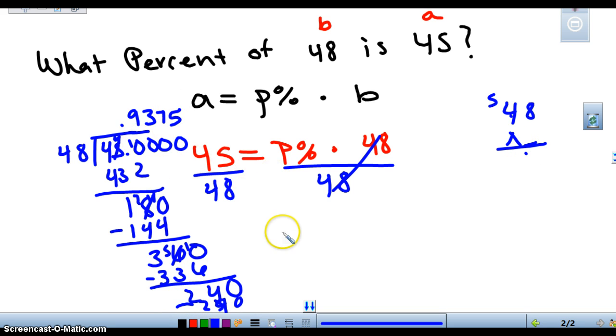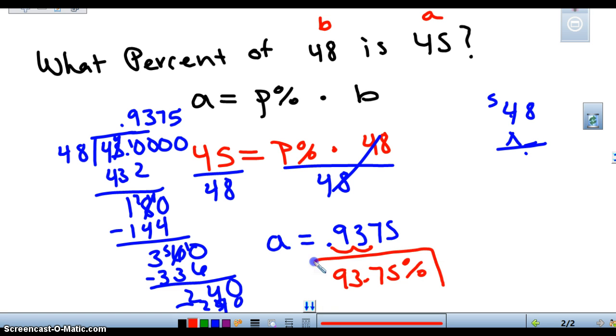Okay, so now we have that A is equal to 0.9375. How do I change this to a percent? Move it twice, so 93.75%. Yes or no?